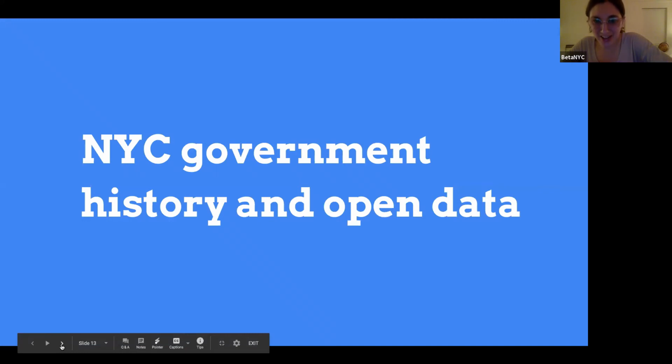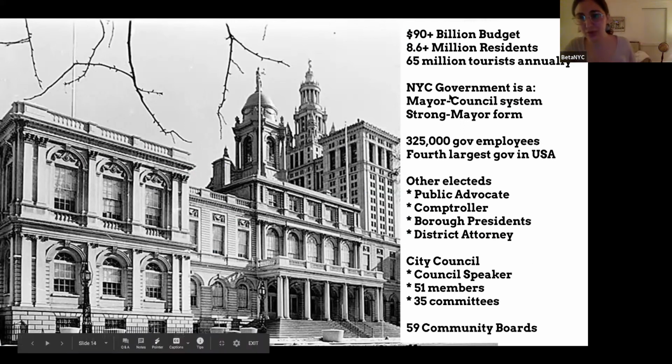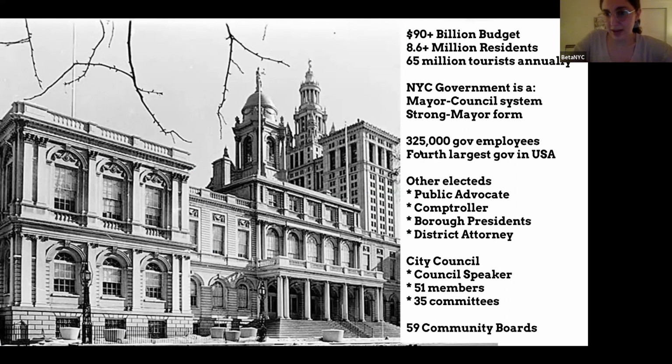New York City history. One of the amazing things about New York City, and how this all connects, is the scale of it. It's a massive city. We've got a budget of $90+ billion, 8.6 million residents, and 65 million tourists per year. Hopefully that will continue. And with 325 government employees, it's actually the fourth largest government in the entire United States.